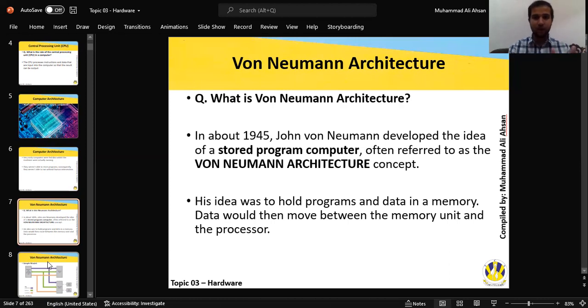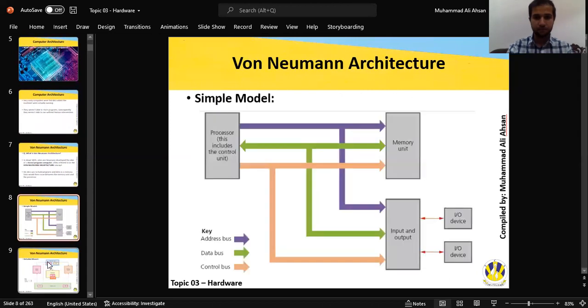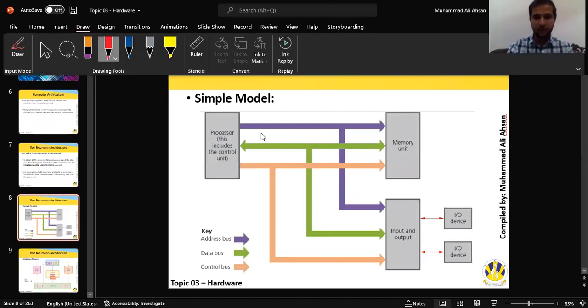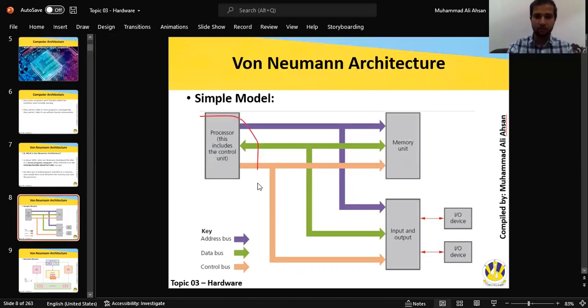So let's have a look at the block diagram of how von Neumann architecture looks like. Okay, so this is how the von Neumann architecture looks like. And as you can see here, we have three basic units. What are they? Number one, the main thing, the brain of your computer, that is your processor.